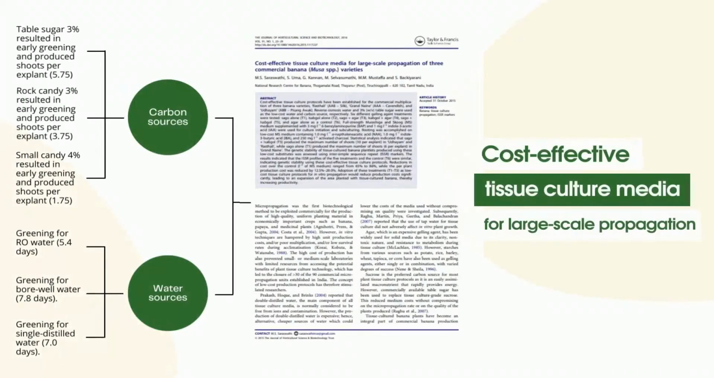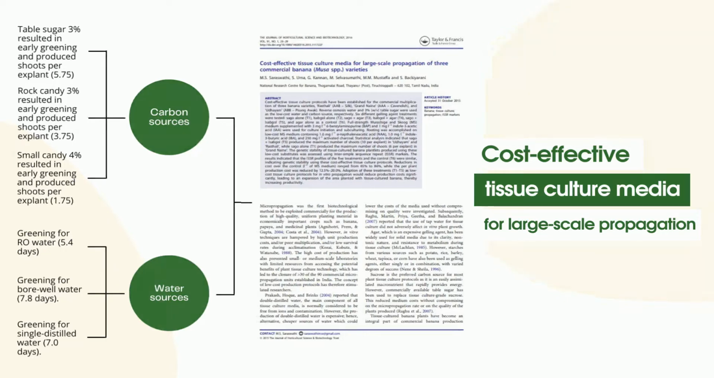A study in 2015 found a cost-effective medium for large-scale propagation of banana. For carbon sources, they discovered that table sugar at 3% resulted in earlier greening than rock candy and small candy. Meanwhile, for water sources, early greening for RO water took only 5.4 days. Greening for borewell water was 7.8 days, while greening for single distilled water was 7.0 days.